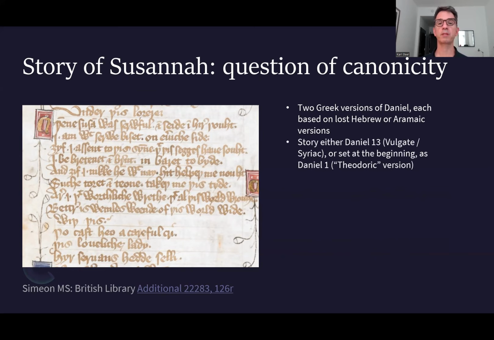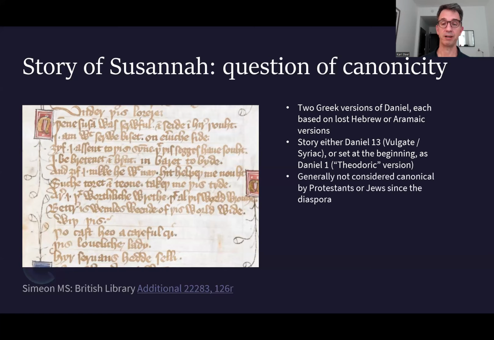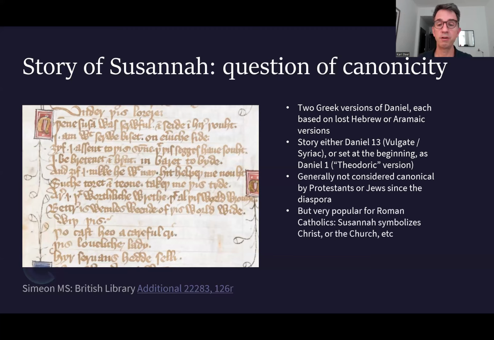When it is included in a Bible, it's either set as Daniel 13, chapter 13, that's in the Vulgate version of the Bible, the Latin version, or the Syriac version, or it's set at the very, very beginning as Daniel 1, and that's quite rare nowadays. So as I said, Protestants don't consider this as part of the Bible, and neither have Jews since at least the diaspora. So back in the Second Temple period, they did, but after that, no. But still, the story is enormously popular for Roman Catholics and has been for at least 1700 years.